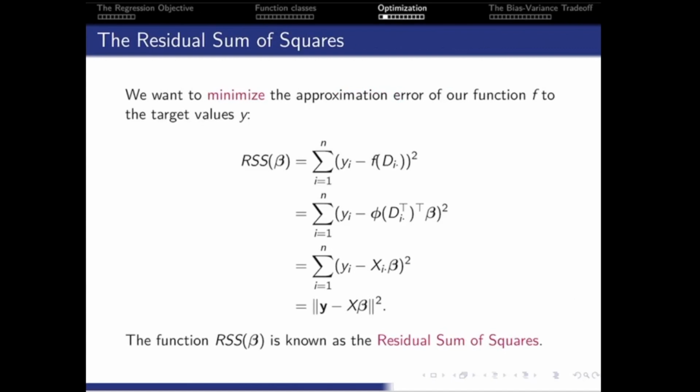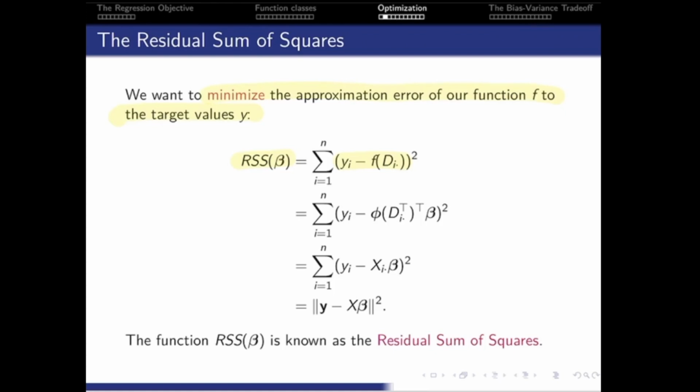Okay, so we want to minimize the approximation error of our function f to the values y. And the residual sum of squares of beta is now that we have the residual, which is the target minus our function value for the observation i, and this to the square. We could also take absolute values, but if we take it to the square, then it's easier to optimize because then it's a smooth function.